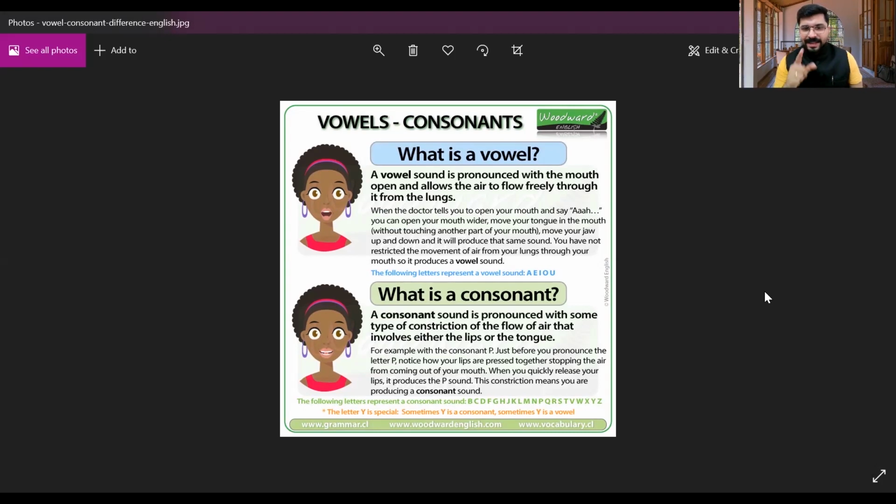Now, since we have talked about vowels, let's also learn about consonant sounds. What are consonant sounds? They are sounds pronounced with some type of constriction or obstruction of the flow of air that involves either the lips or the tongue. So the air that flows from the lungs through the trachea and out of the mouth, if there is any obstruction in between this air passage, then such sounds can be called consonant sounds.